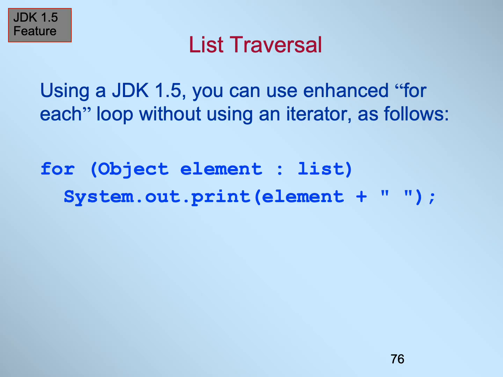You can also use the enhanced for loop without using an iterator. So you can write it by writing for and then the object element and then the list.